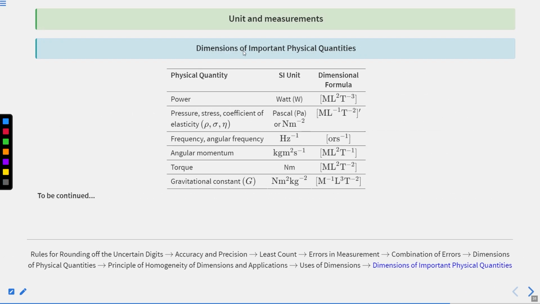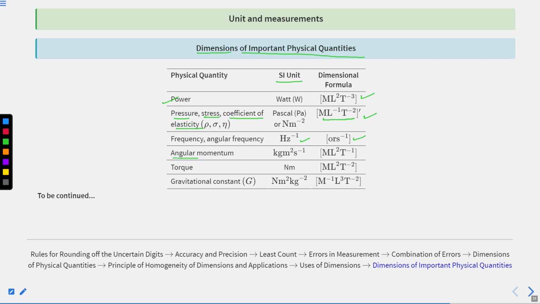Next is dimensions of important physical quantities. First is power. This is the dimension formula of power. Pressure, stress, coefficient of elasticity, and this is the unit. Watt. Power is measured in watt. Pressure, stress, and coefficient of elasticity are measured in Pascal or Newton per meter square. And this is the dimension formula of pressure, stress, coefficient of elasticity. Third is frequency and angular frequency. This is the unit and this is the dimension formula.